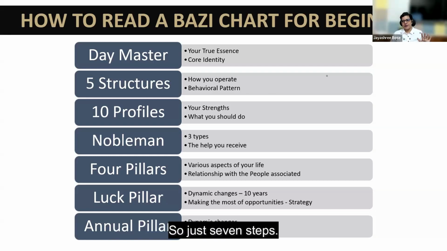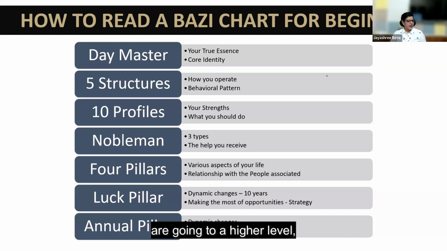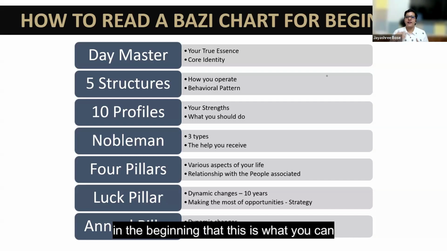So just 7 steps. When you go to intermediate level or a higher level, then you add on more steps. But right now, this is the way you start. And the more advanced readings, the ones I showed in the beginning, are what you can build your coaching business on.